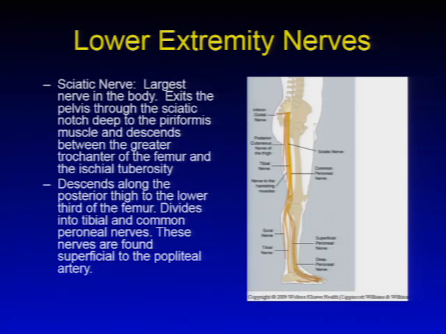It exits the pelvis through the sciatic notch deep to the piriformis muscle and descends between the greater trochanter of the femur and the ischial tuberosity. It descends along the posterior thigh to the lower third of the femur and then divides into the tibial and common peroneal nerves. These nerves are found superficial to the popliteal artery at the level of the popliteal fossa.